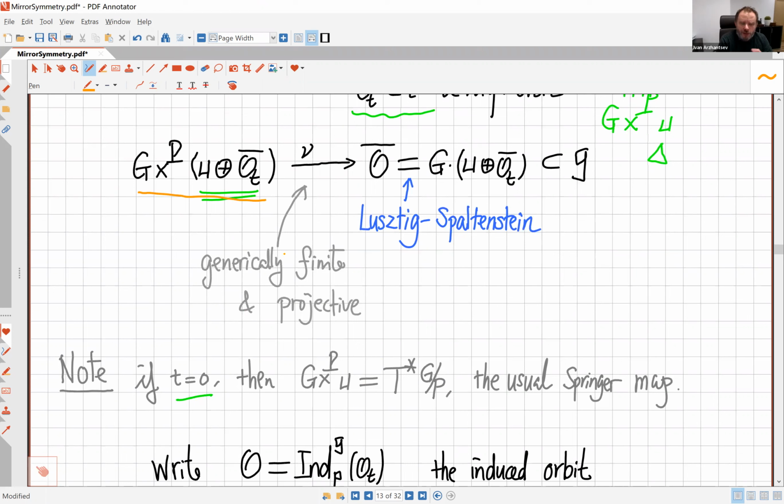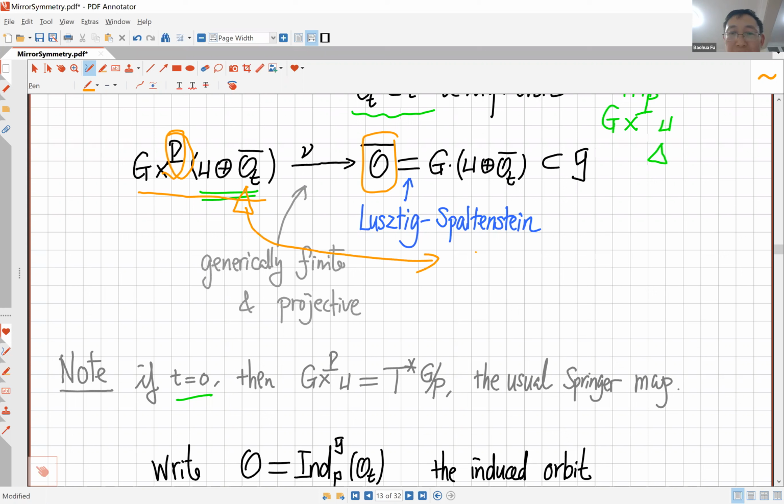And when I have a concrete orbit, how to check, how to understand? There are some combinatorial ways to check this. For example, if you know the partition of this one, and also if you know the Levi type of this P, then there's a combinatorial way to give you the partition of this O. I don't remember quite exactly.